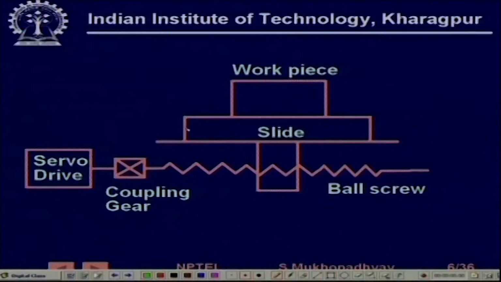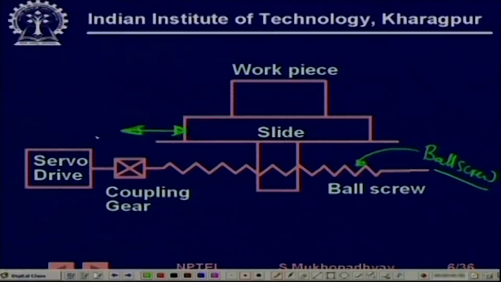For creating the 2-dimensional motion of the table, this kind of a mechanism is created where there is a slide. We are only showing motion in one direction. In this direction the slide can move along this, because it is connected to what is known as a ball screw. So, this is a ball screw. The drive is still a motor, which is coupled to the ball screw, maybe through a gear. As the ball screw rotates, this slide can move this way or that way, just like a screw motion.